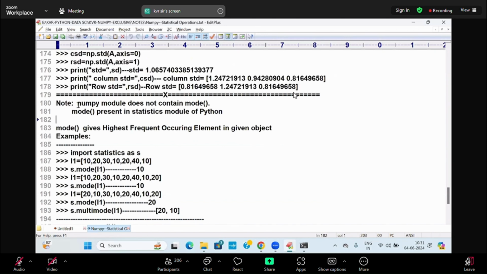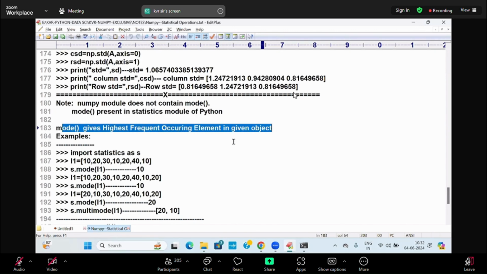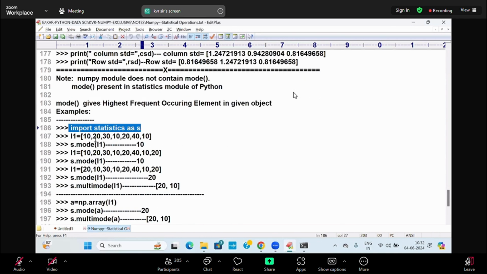Note, the NumPy module does not contain a mode function. Where is the mode function present? In the statistics module of Python. Mode gives you the most frequently occurring element in the given object. Import statistics as st. This is my list data. Mode is found, and 20 is found.